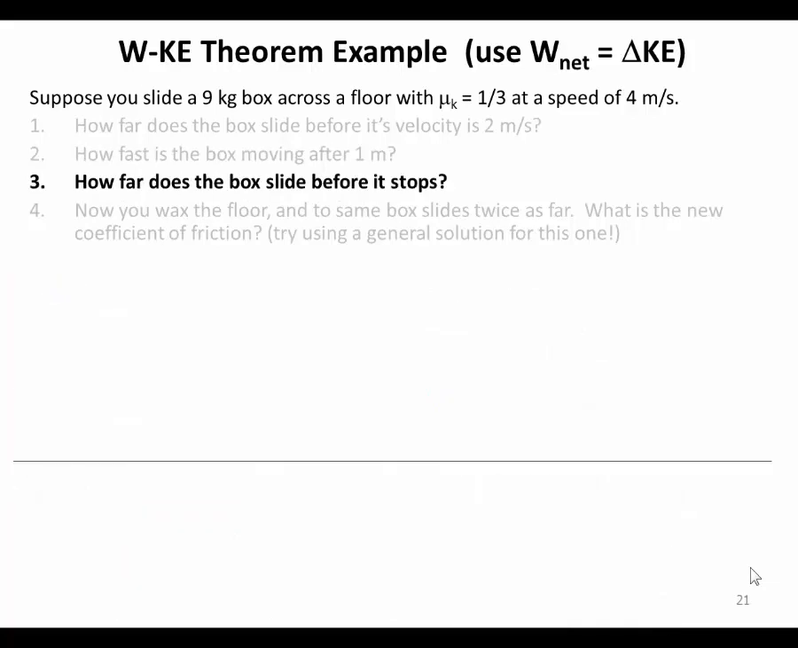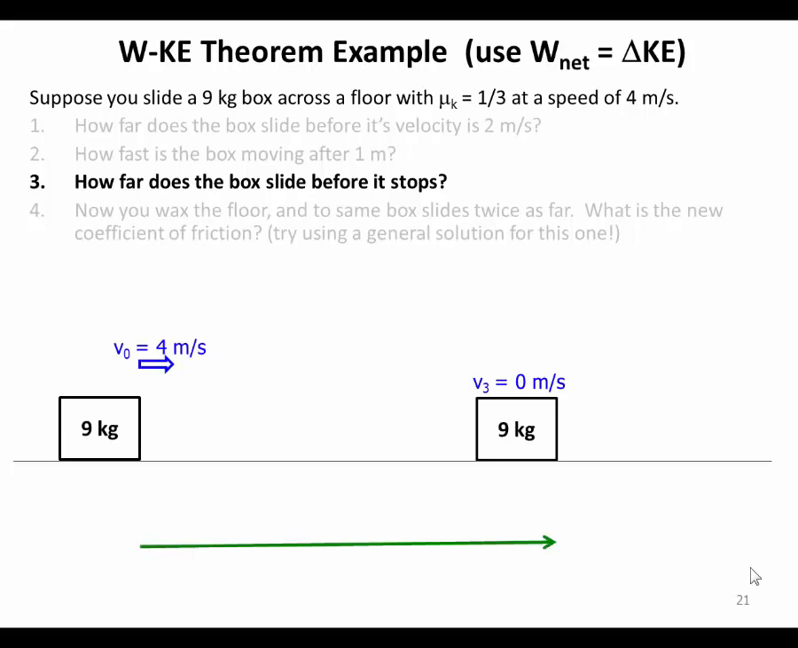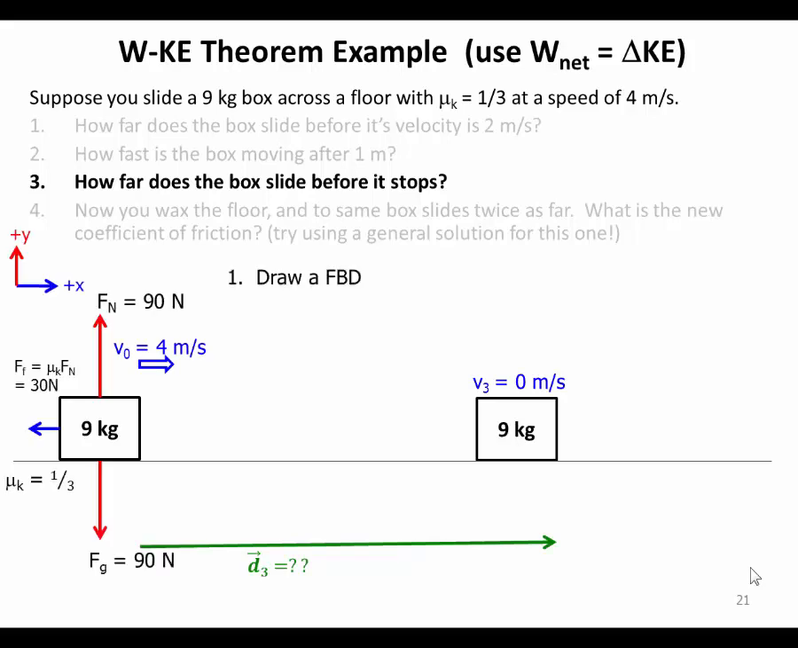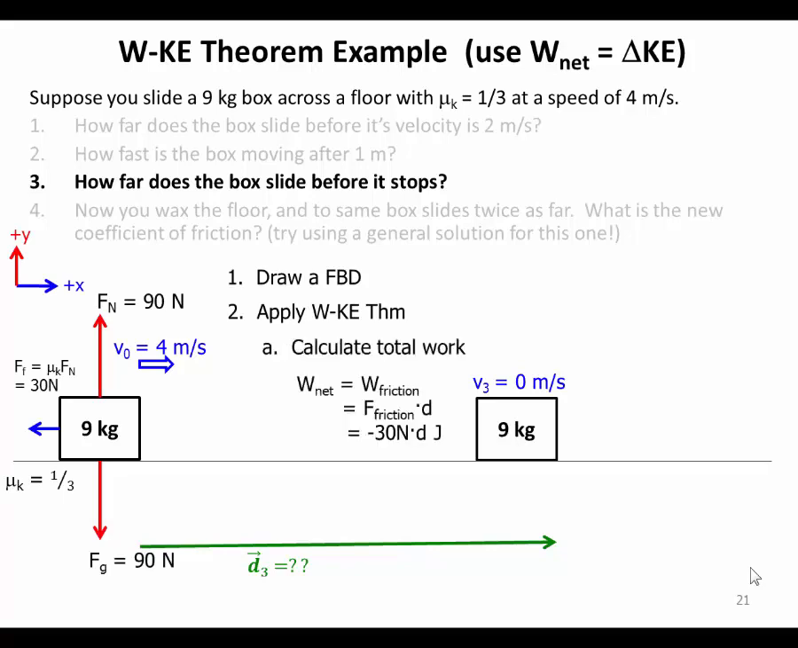How far will the box slide before it stops? Similar process. So we have a box that started at 4, and is ending at 0 meters per second. We need to find the distance it traveled. Draw a free body diagram first. And there's our free body diagram, same as before, no difference. Apply the work-kinetic energy theorem, calculate the total work. And once again, our total work in this case is all friction because our normal force and gravitational force are perpendicular to the motion. And once again, our distance is an unknown here, so we're leaving that in as our variable. Let's plug into the left side and right side.